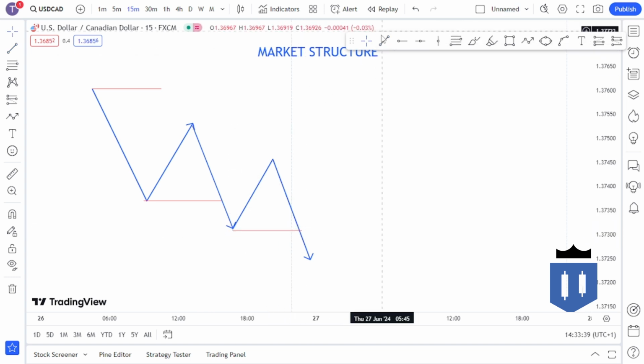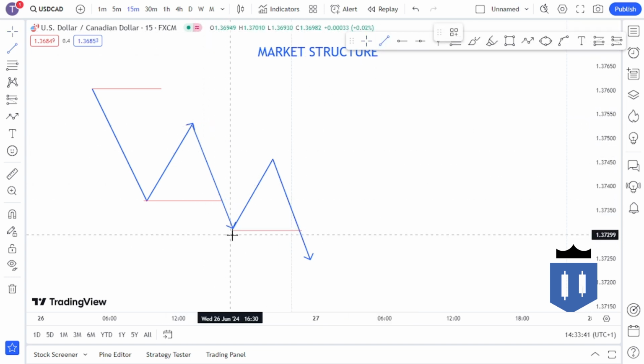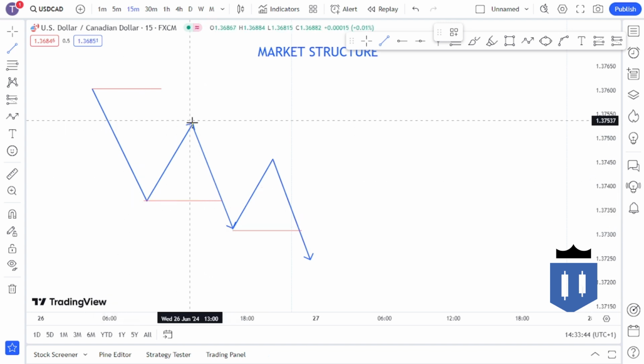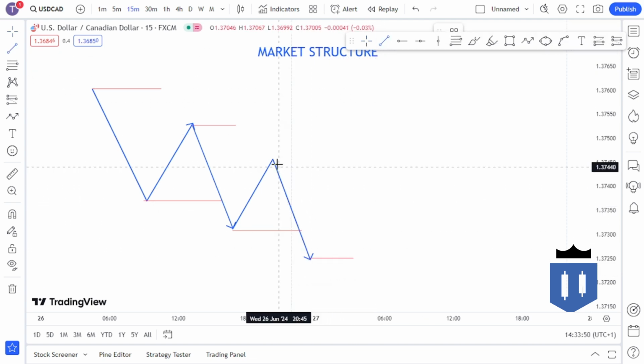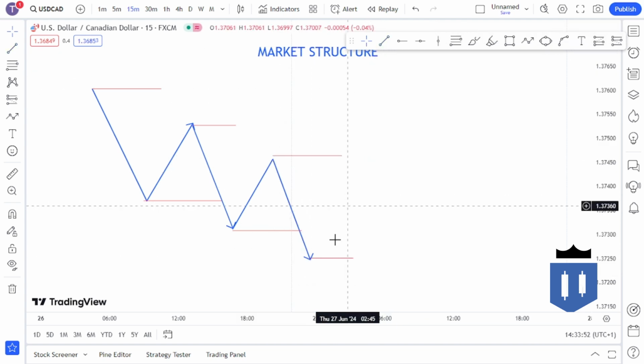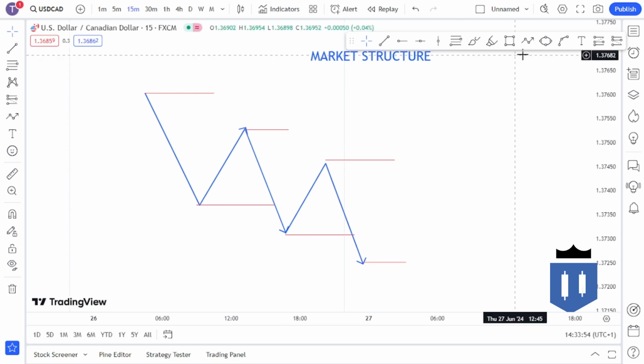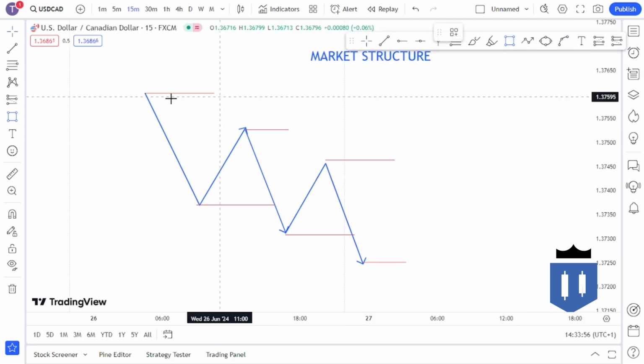And if you trace it, you find the high that sponsored the price to break this previous low. This is the high that sponsored it. If you trace this new one, this is a new low, and when you trace it, there's a high that caused it. Very easy. Now this is a typical example of a downtrend.